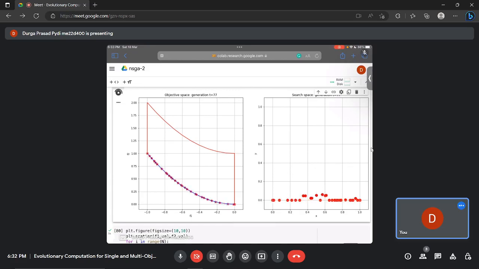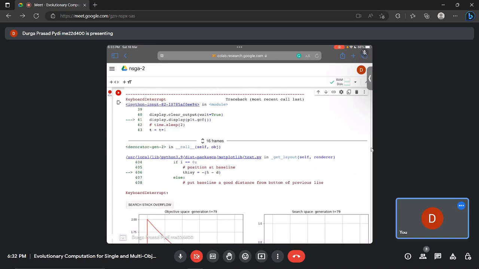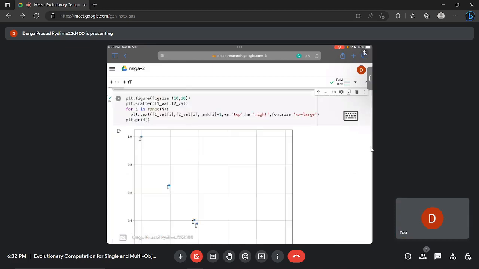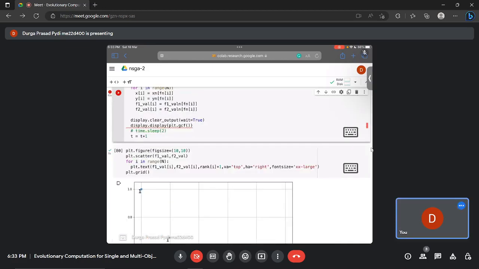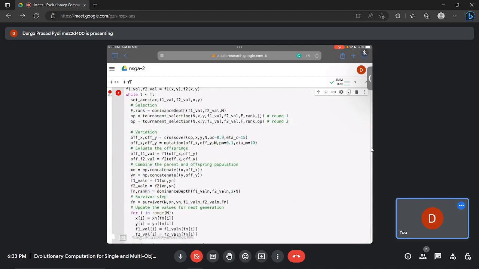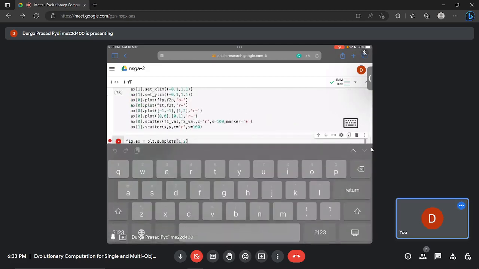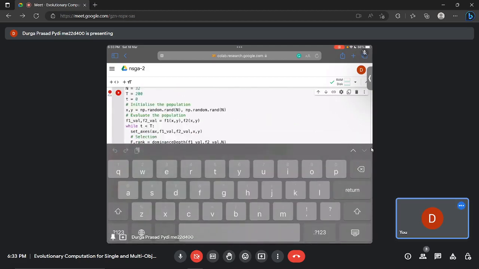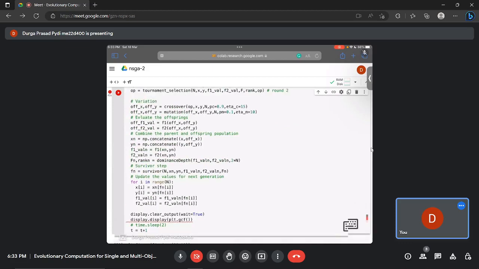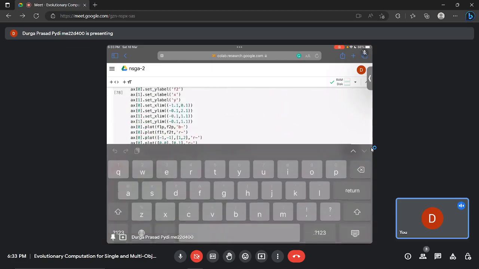Even if you run for 2 more minutes, that's what is going to happen. Maybe I'll share this so you can try with other parameters. You can actually change the value of eta c here, all these eta c.